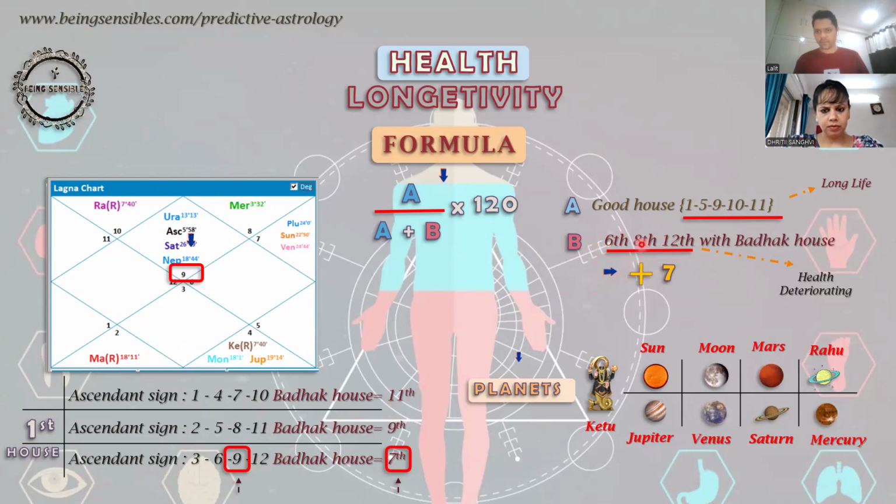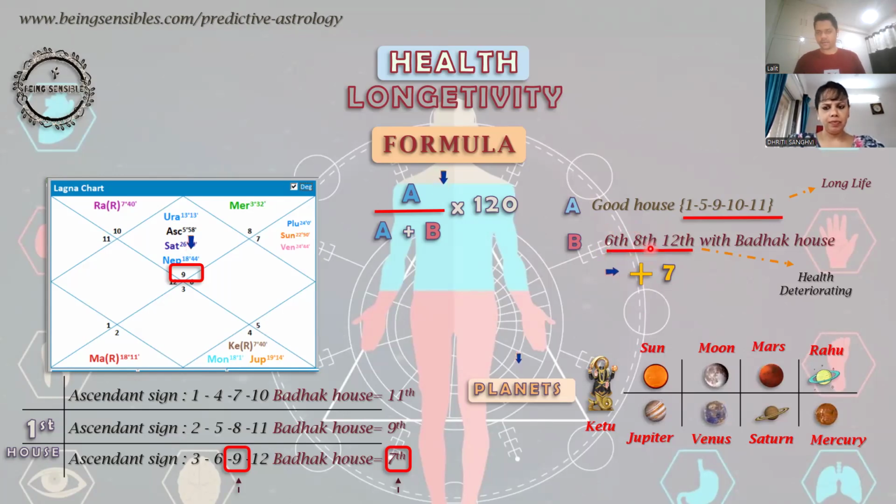With 6, 8, 12, when you find any planet in 1, 6, 8, 12 and the additional 7th, we also calculate this. But how did you arrive at 6, 8, 12 over here? Because they are said to be bad houses.